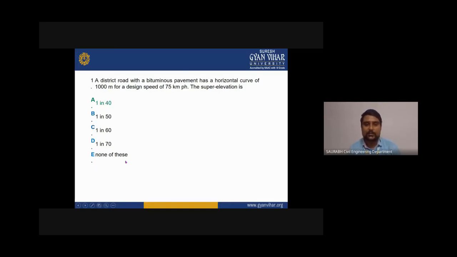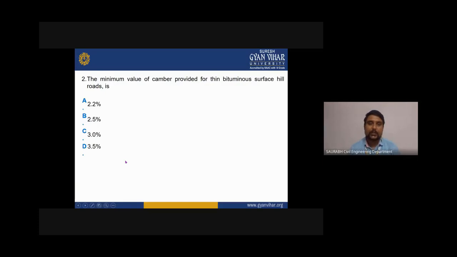The right answer will be 1 in 40. A district road with a bituminous pavement has a horizontal curve of 1000 meter for a design speed of 70 kilometer per hour, and the super elevation will be 1 in 40. Now we will come to the second question.